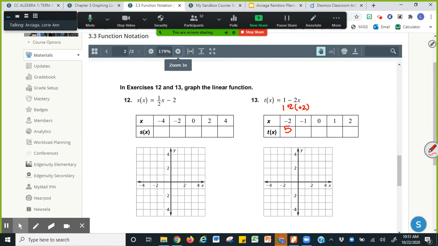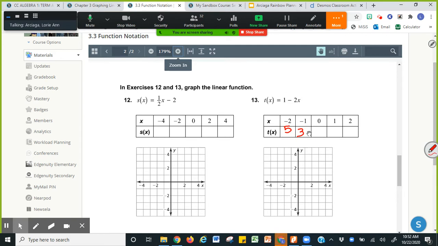Next, -1. So what's -2 times -1? That will become +2. Then you add 1, so that will become 3. Are you getting me? Am I going too fast? You guys follow? Okay, you also have to understand how we're doing it. Okay, don't just copy.